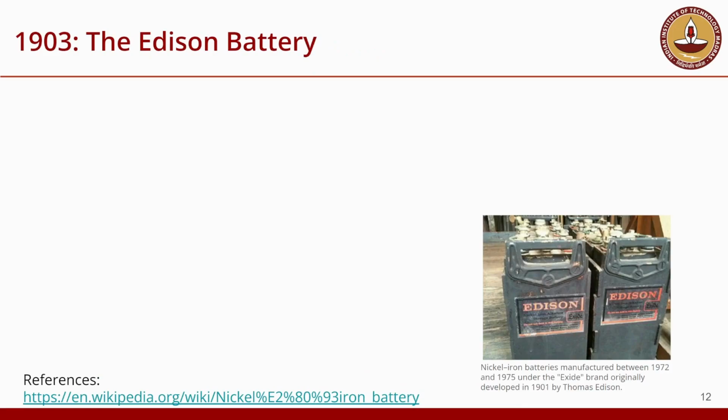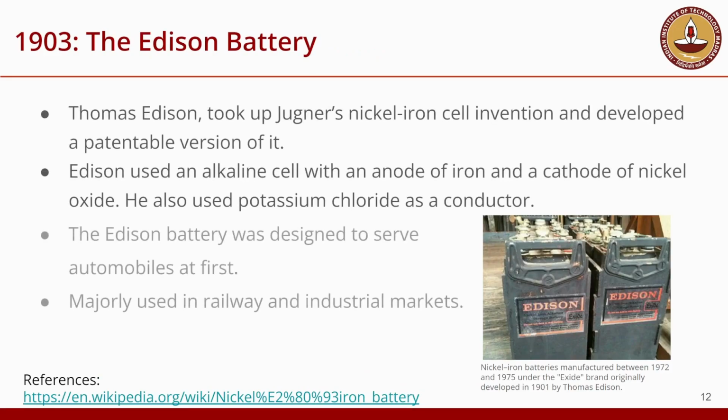1903, the Edison battery. Thomas Edison, a well-known American inventor, took up Jungner's nickel iron cell and developed a patentable version of it. Edison used an alkaline cell with an anode of iron and a cathode of nickel oxide. He also used potassium chloride as a conductor, and the electrolyte used was potassium hydroxide. The active materials are held in nickel-plated steel tubes or perforated pockets.